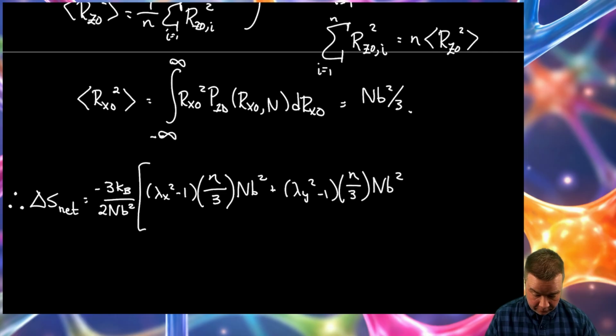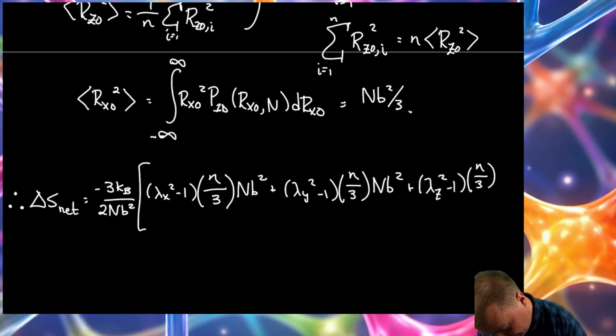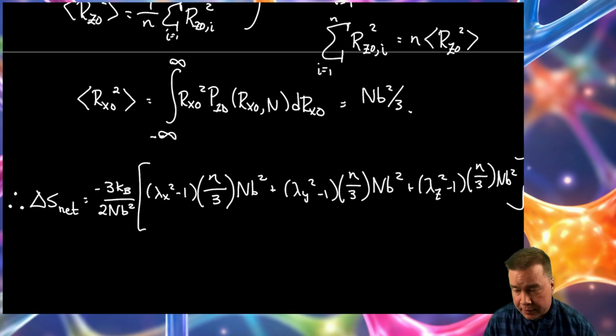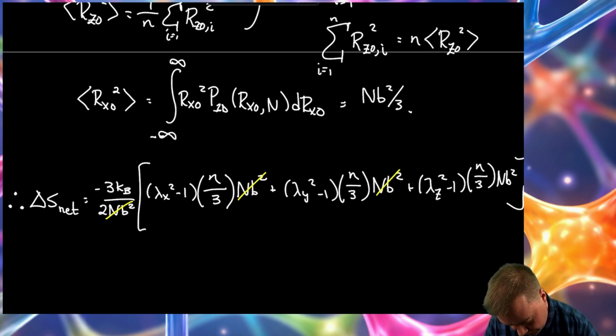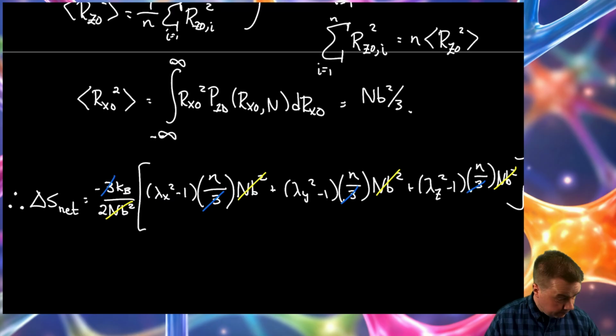Hopefully you see what's happening here. I've got all these terms, and they're going to start canceling out. And then finally, lambda z squared minus 1, n over 3, nb squared. And now let's see what cancels, right? So what's going to cancel here? nb squared is going to cancel nb squared, nb squared, nb squared. 3 is going to cancel 3, and 3, and 3. And I think that is it for now.